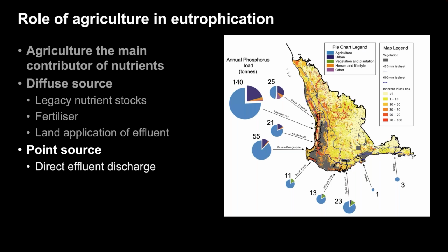I guess things like monitoring, modelling, and government and scientific reports all do a pretty good job at defining the scale of the problem and the nutrient sources. This is a diagram from Southwest WA, the size of each of these pies indicating the number of tonnes of phosphorus annually getting into these estuaries, and the blue segment of the pie represents what's coming from agriculture. As we move away from densely populated areas, the urban signature tends to decrease as we move around the coast.